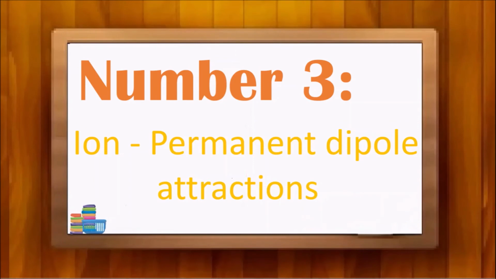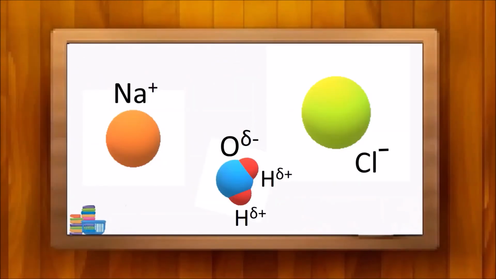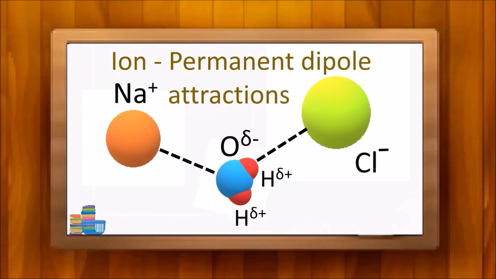Number 3, ion permanent dipole attractions. There are some solutions including both molecules as well as ions. So here, an ion could be attracted to an opposite charge of a dipole. This is called an ion permanent dipole attraction.